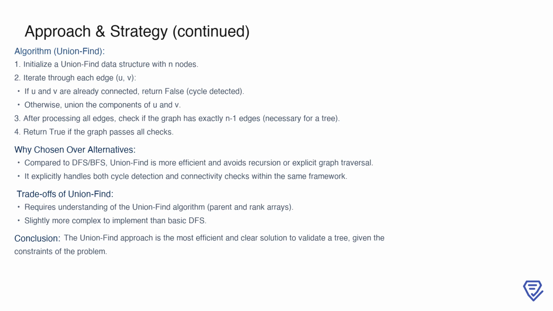This approach is preferred over alternatives like DFS or BFS because it is more efficient and avoids the need for recursion or explicit graph traversal. It handles both cycle detection and connectivity checks seamlessly within the same framework. The trade-offs include the need to understand the union-find algorithm and its implementation details, such as the parent and rank arrays. However, its efficiency and clarity make it the optimal solution for validating a tree under the problem's constraints.